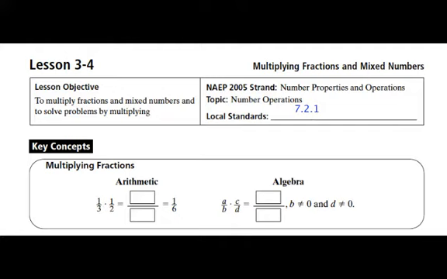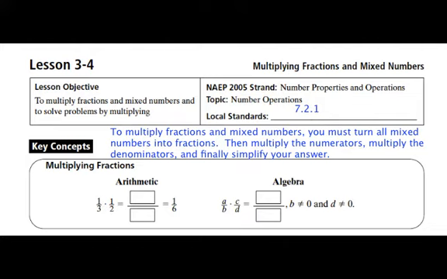Today's lesson is on multiplying fractions and mixed numbers. The Indiana Academic Standard is 7.2.1, and I think you're going to really enjoy this lesson because multiplying fractions and mixed numbers is easier than adding and subtracting, because today we don't have to have a common denominator. I want to say that again. We won't have a common denominator when we multiply fractions and mixed numbers.